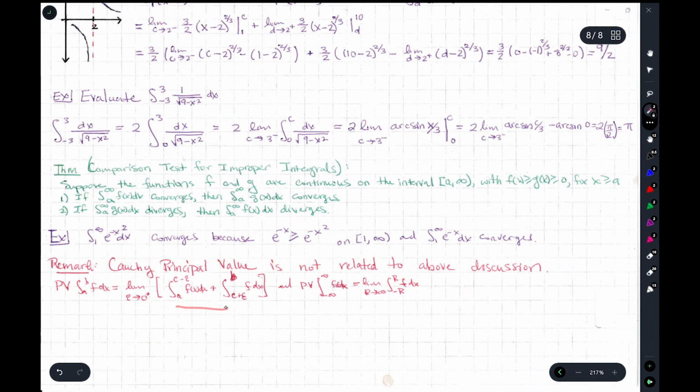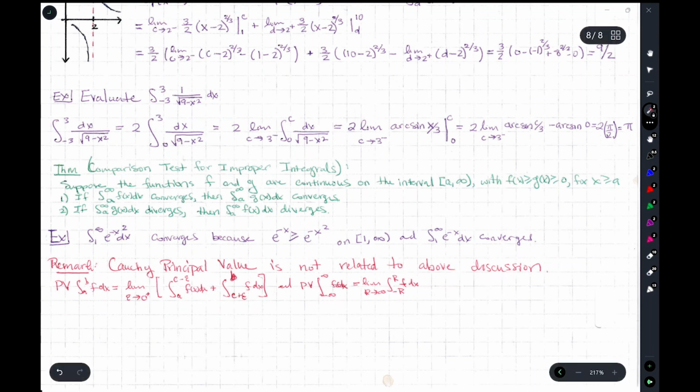And this is for infinite intervals. For unbounded integrands, you'll approach the offending point where the function is unbounded symmetrically, with this epsilon. So you'll take the limit as epsilon goes to 0, and you'll have a c minus epsilon and c plus epsilon. So here, c is where there's an offending term. Okay. But that's something altogether different, and it's restrictive, and you have to do things symmetrically there.